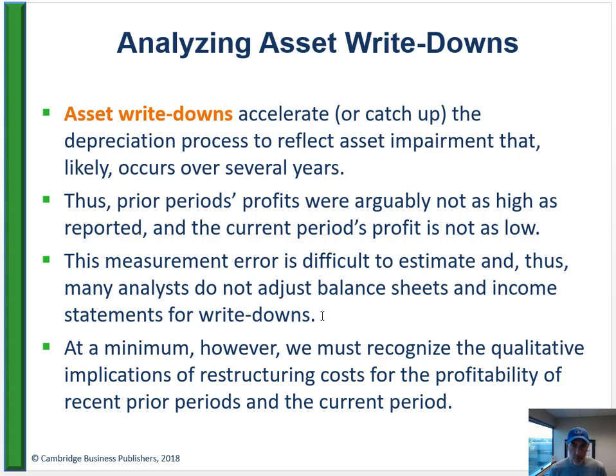Write-downs are reflective. Anytime you see an asset write-down, and I talked about this a little bit in Module 5 too, it's reflective of poor decision-making on management's part. And perhaps the most primary example of this is with mergers and acquisitions.